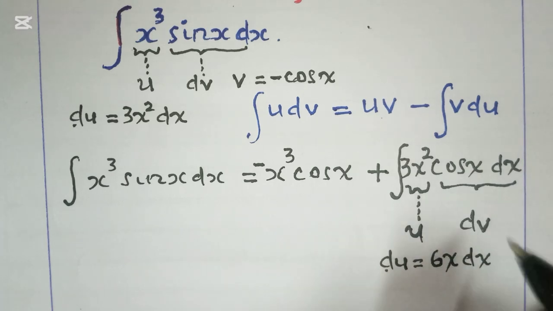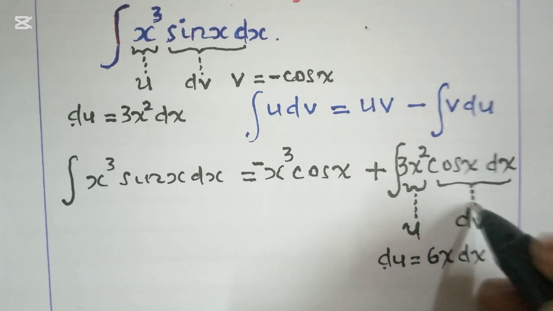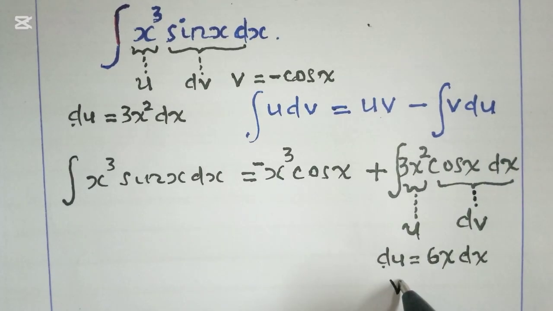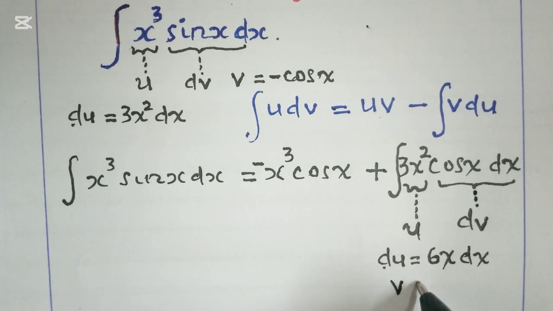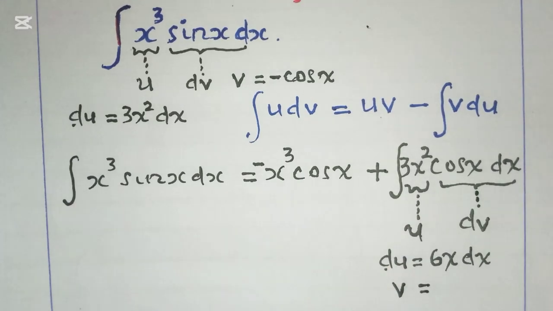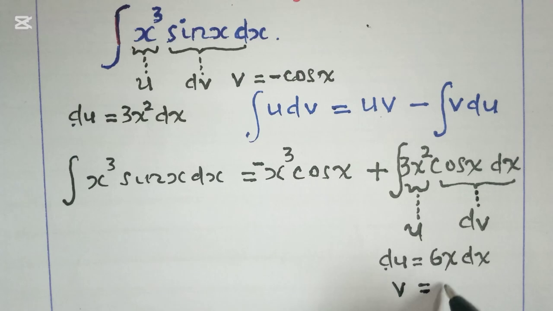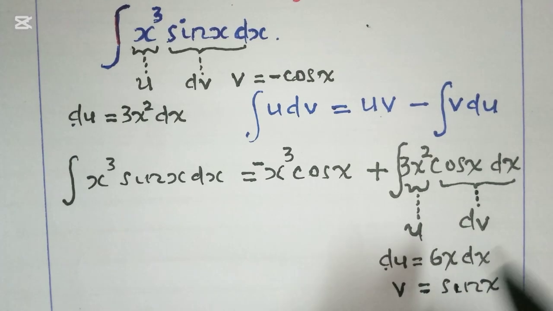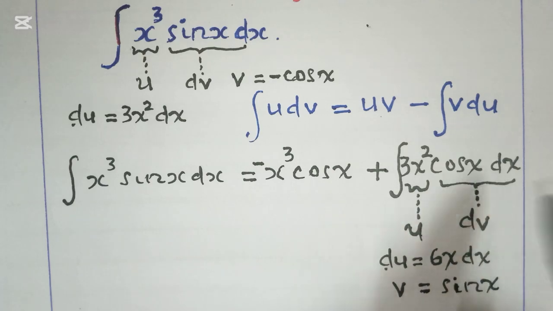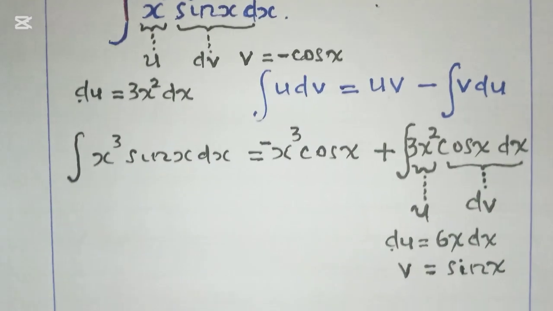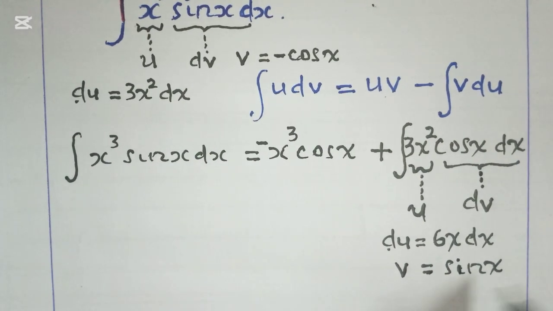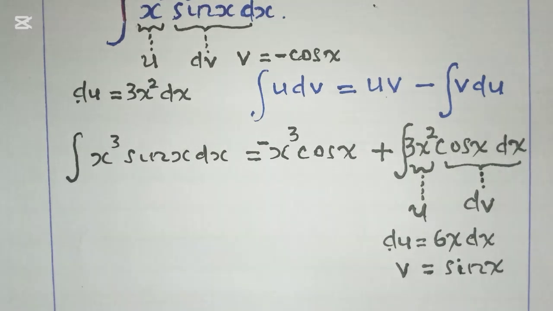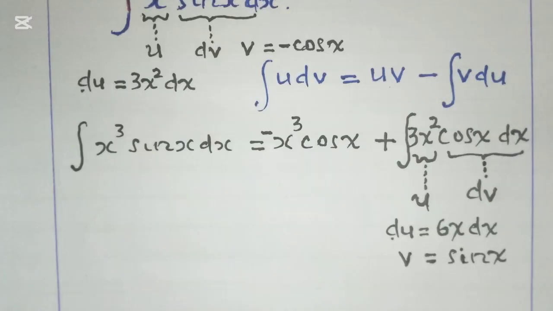And then now we come and find the v. For the v we are going to integrate cos x. That one now gives us sine x. And that one, the integral of cos x dx, gives us sine x. And you can differentiate sine x, you get cos x. So guys, up to there we are quite okay.